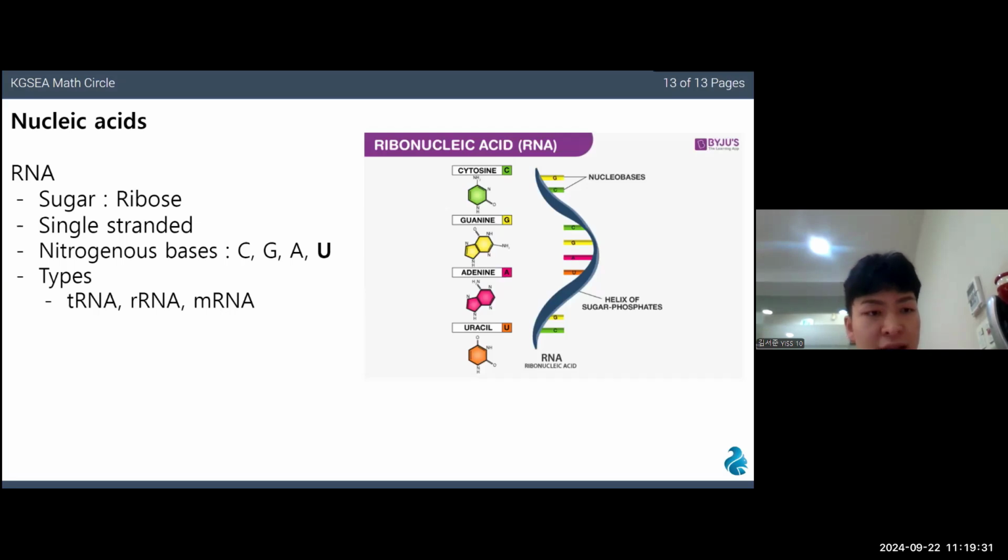The second type of nucleic acid is RNA. Different from DNA, it's single-stranded, and the sugar is ribose. Its nitrogenous bases include cytosine, guanine, adenine, and uracil. One important thing is that RNA doesn't have thymine, but instead it has uracil. There are a few different types of RNA, which are tRNA, rRNA, and mRNA. Their functions include transporting and possibly making proteins.